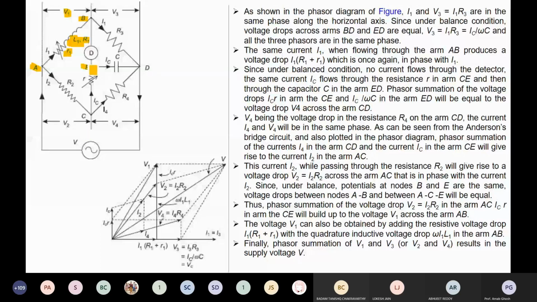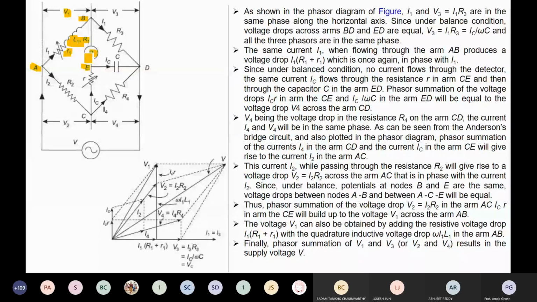So what are the most important features? This method is applicable for precise measurement of inductance. Anderson bridge is normally used for very sophisticated measurements with bridge circuits. That's why it is known for precise measurement of inductances over a wide range of values.